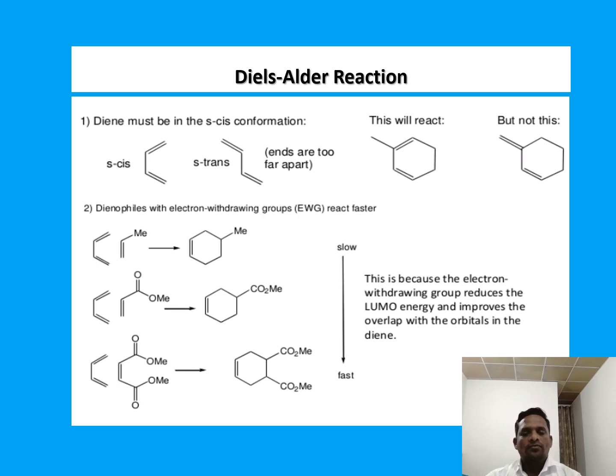From the trend, we can see that the first reaction is slow, the second one is faster, and again the last one is faster. That means the rate of the reaction increases from the first to the third reaction. It is because the dienophile has electron withdrawing groups. Therefore, we conclude that in these reactions, if electron withdrawing groups are present in the dienophile, the rate of reaction is faster.